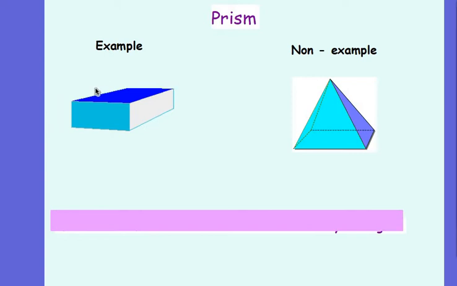Here's an example of a prism, and here's a non-example of a prism. This one's not a prism. What do you reckon a prism's got to have? Pause the video, have a little think for me. Okay, Libby, what do you think a prism's got to have?